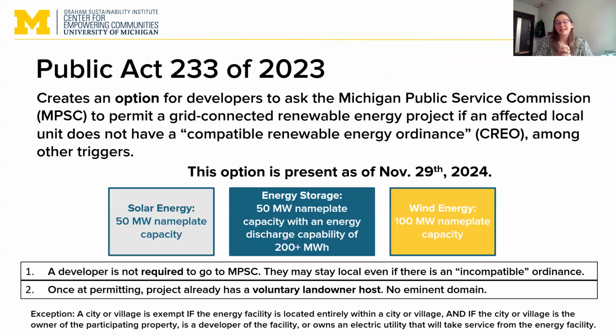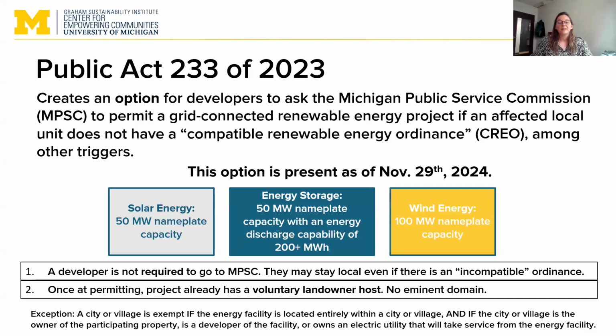What PA 233 does is that it creates an option for developers, and that's how Michigan differs a little bit from some of the other state siting regimes in the U.S. Michigan law is really unique in that it provides developers of big projects, so solar energy projects over 50 megawatts, energy storage projects over 50 megawatts / 200 megawatt hours, and wind energy projects over 100 megawatts, with the option to go through the state, but it doesn't make a developer go through the state. It just provides an option alongside the local path, the regular local zoning process.